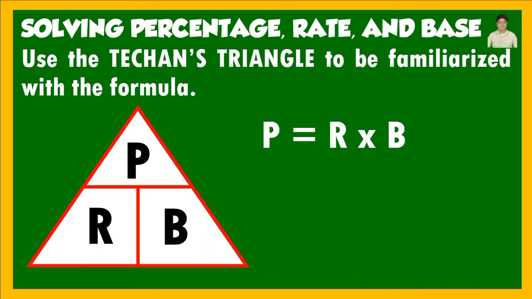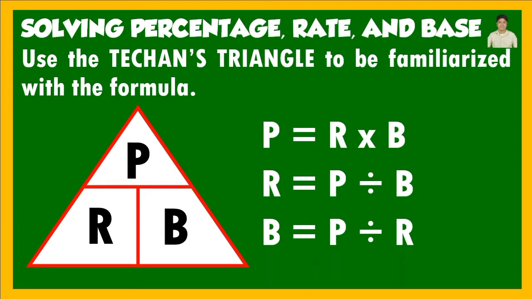So, if we're looking for the percentage, all we need to do is to multiply the rate and the base, or rate by the base. And then, if we're looking for the rate, we'll just simply divide the percentage by the base. And then, if the unknown variable is base or B, we will just simply divide the percentage and the rate. So, yan lang po ang ating tatlong formula. So, lahat yan, merong formula in case na unknown sila. Lahat naman yan, ipapakita natin yung mga problems na unknown yung tatlo na yan. And then, i-apply natin yung formula.